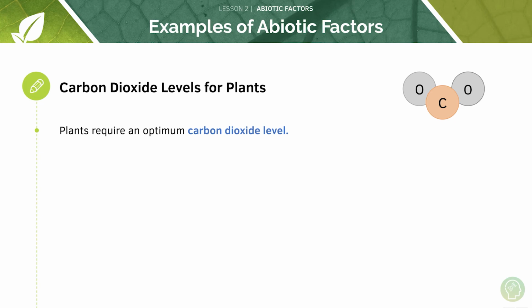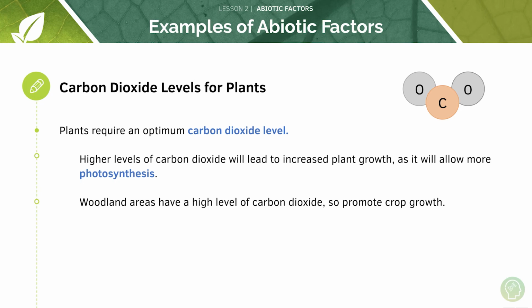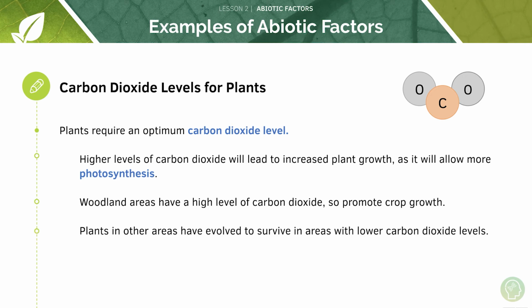Plants also require an optimum carbon dioxide level. Higher levels of carbon dioxide will lead to increased plant growth because, remember, carbon dioxide is required for photosynthesis. For example, woodland areas have a high level of carbon dioxide and therefore that promotes plant growth, whereas plants in other areas have evolved to survive in areas with lower carbon dioxide levels, so they have a different optimum carbon dioxide level to those that grow near woodland areas.